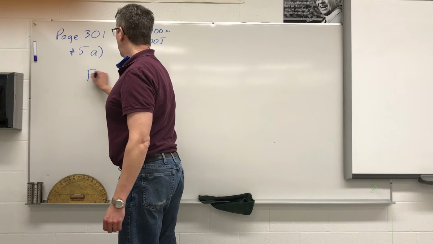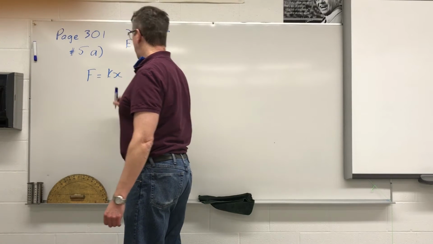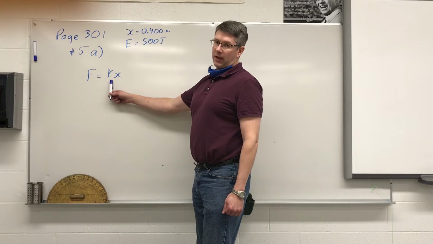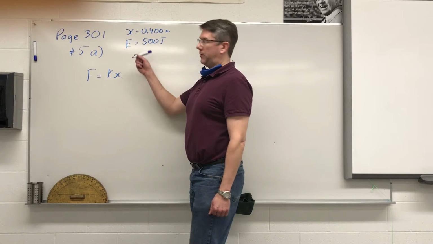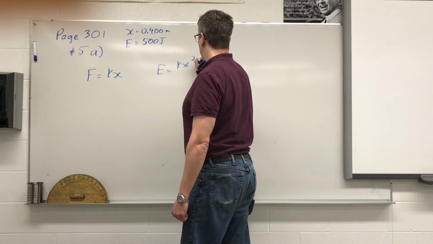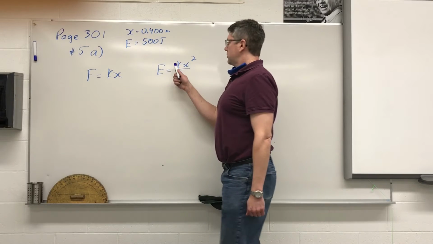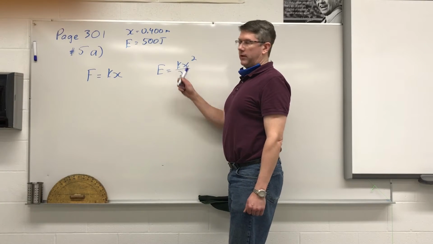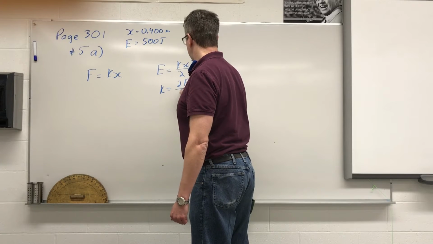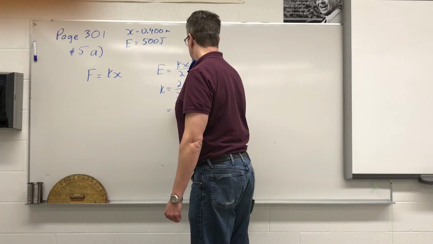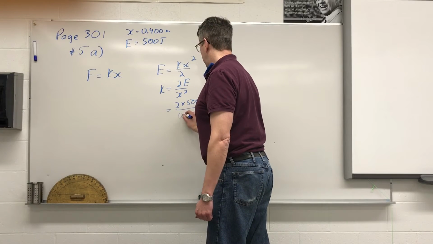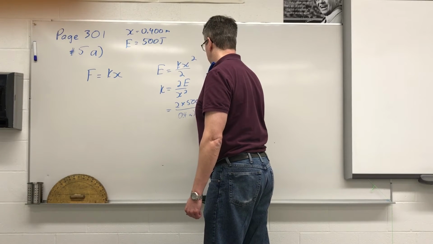So we know force is equal to K times X, the spring constant times the amount of stretch. Problem is we don't have our K value, but we do have the energy. So we know that the energy is equal to Kx squared divided by 2. So rearranging this for K will give us a K value. So K equals 2 times the energy divided by X squared. So we have 2 times 500 joules divided by 0.4 meters squared.